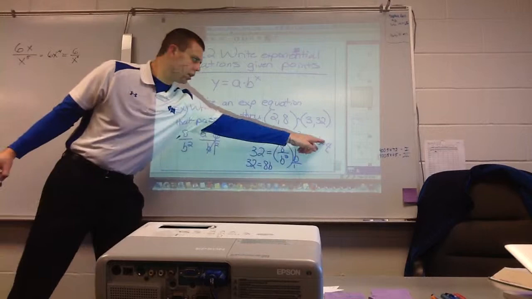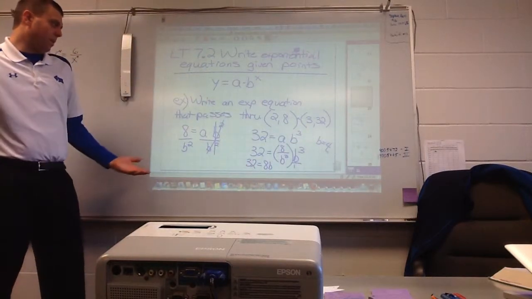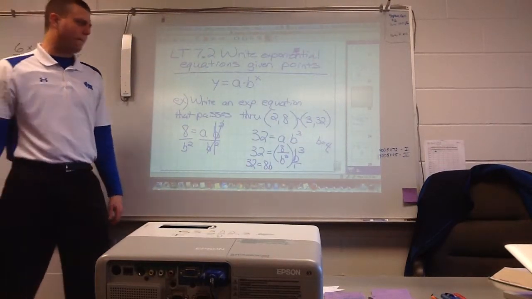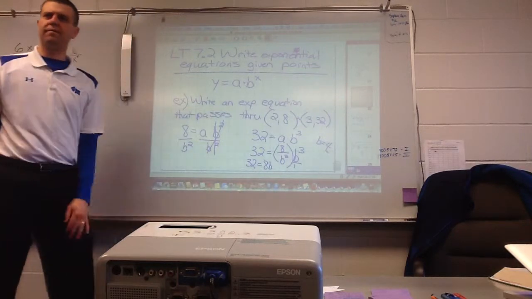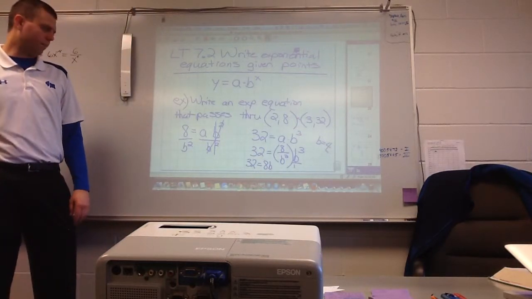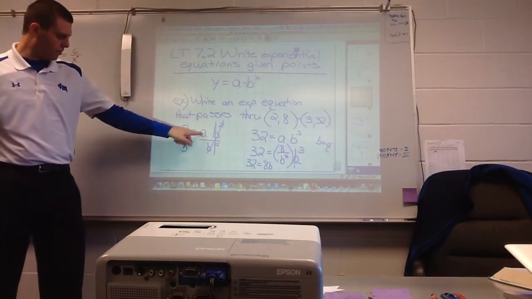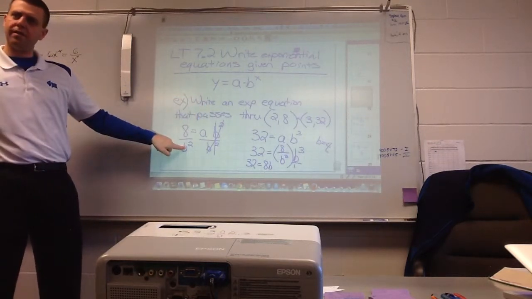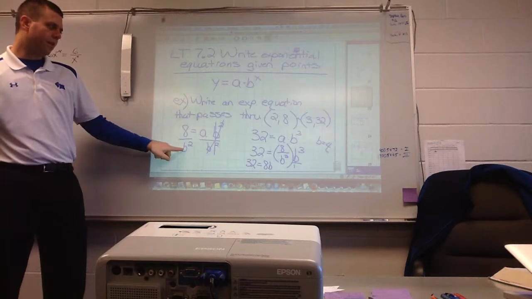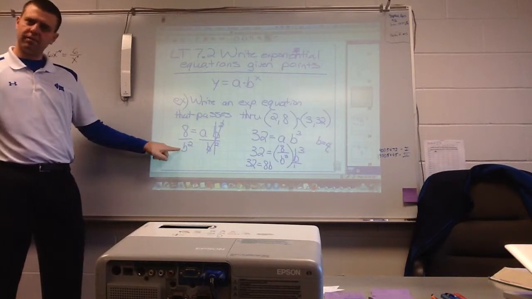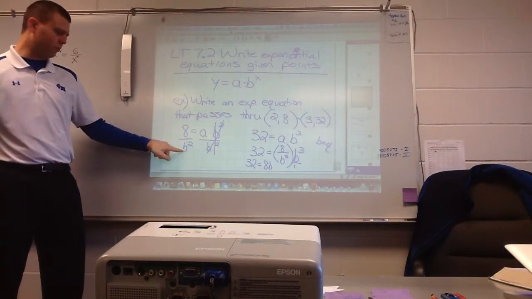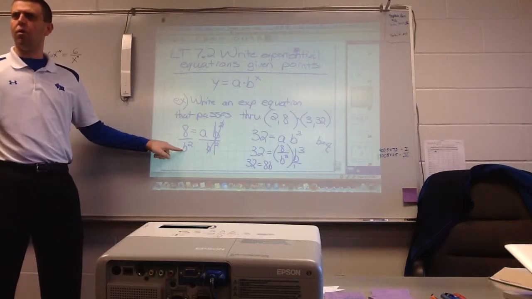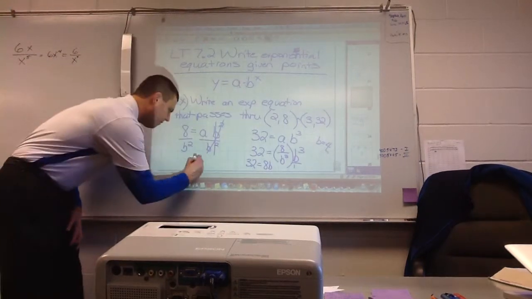So now I know b equals 4. And if I know b equals 4, could I substitute that back in somewhere to solve for a? Yep. In fact, you could probably do it right here, right? A equals 8 over b squared, right? Well, what's b? What's 4 squared? 16. What's 8 over 16 reduced to? 1/2. So a equals 1/2.